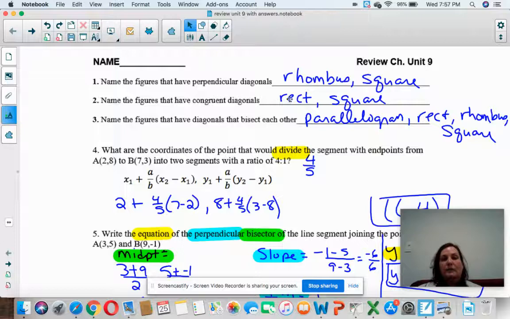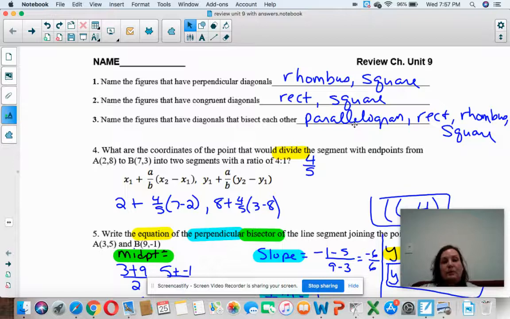All right, so the Regents does ask questions dealing with the properties of these parallelograms. Diagonals are definitely a big thing that's asked. And then the figures that have diagonals that bisect each other, that's a property of a parallelogram. Since a rectangle and a rhombus and a square are all parallelograms, they are included also in the answer.